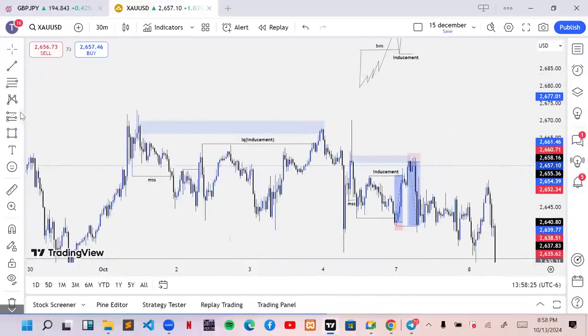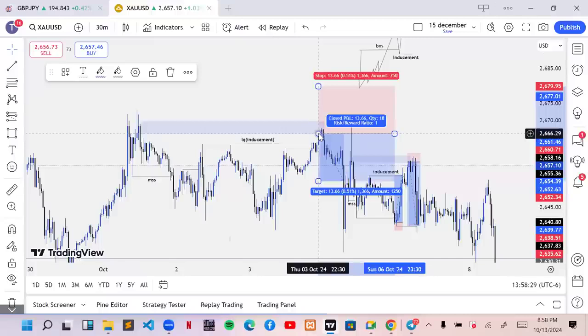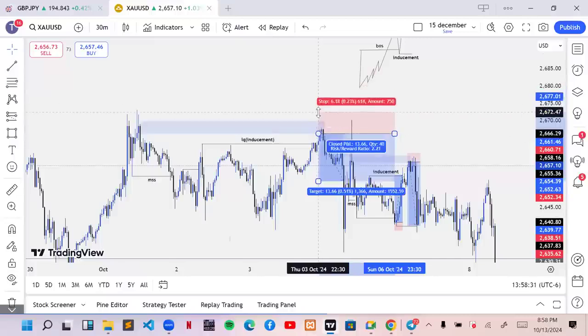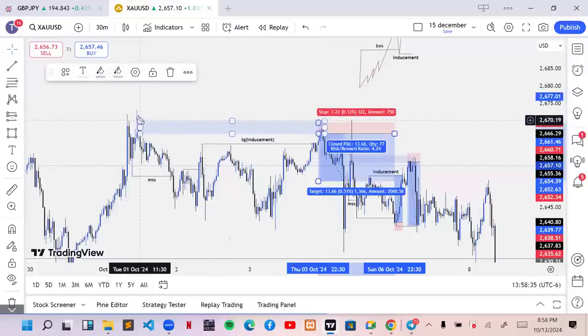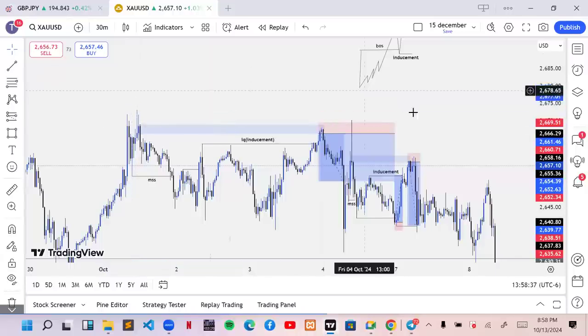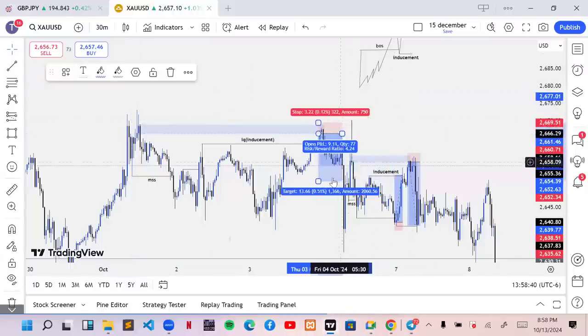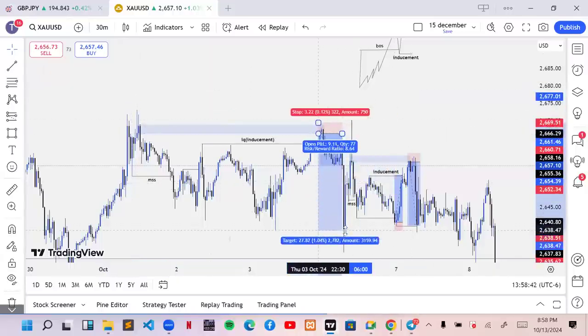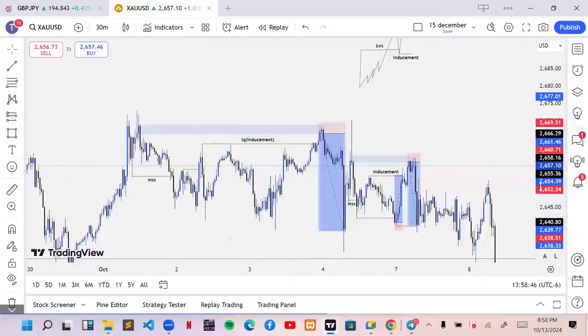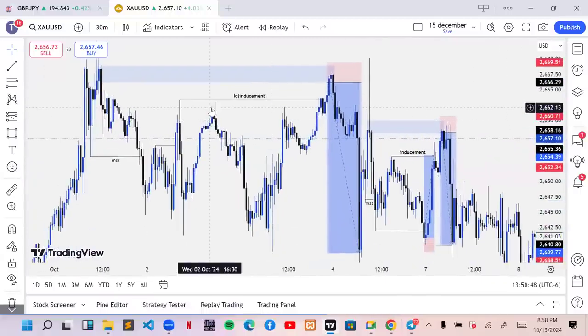So this is where I'll be taking my sell position from, and I'll keep my stop loss just above that candle. What happened? The market eventually came and swept this inducement that I said was a trap.